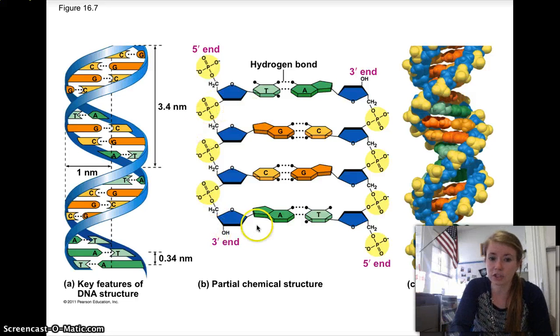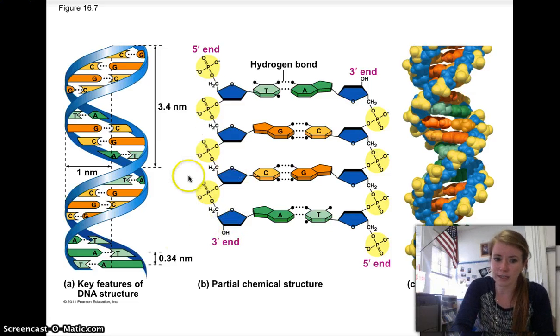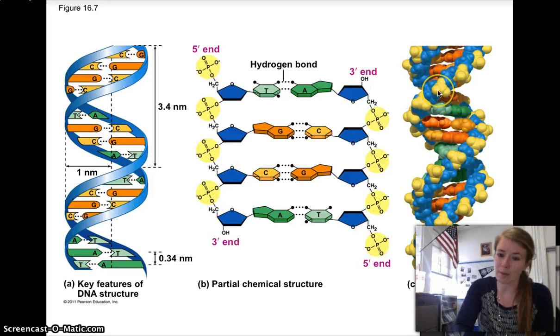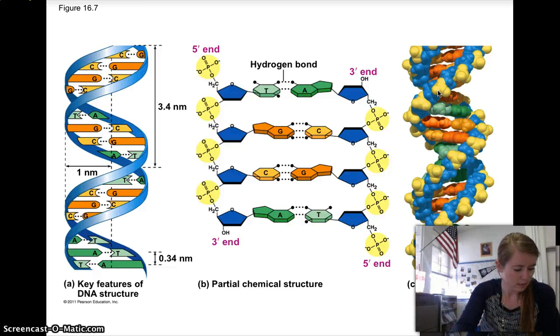And we use the different carbons on the 5-carbon sugar to know which way it goes. So right here, we've decided that this carbon is called the 3, and this carbon is called the 5. So this is the 3' end and the 5' end, which is opposite from over here, where this is the 5' end, and there's the 3' end. So they are actually running in opposite directions. And you'll notice that the rungs are always made up of one pyrimidine and one purine. One small rung and one fat rung.